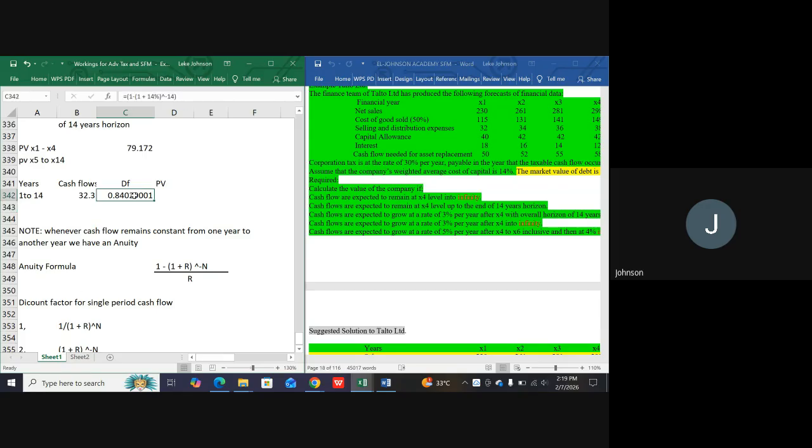Now don't forget that we have not divided it by our r, right? So what are we going to do? We are going to divide this by R. Our R is 14%. So we now say divided by 14, oh sorry, 14%. Right? We now click on enter. So this is what it's going to give us.